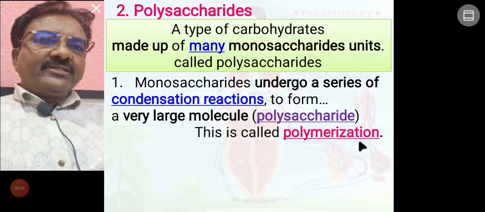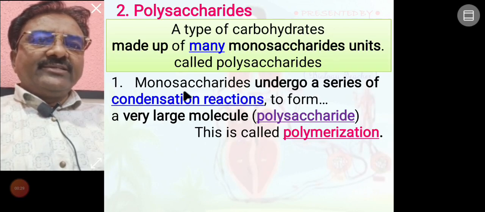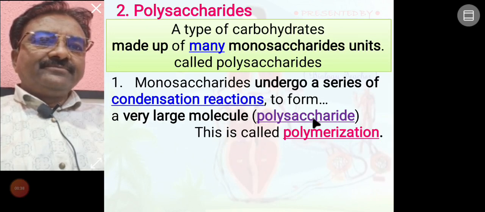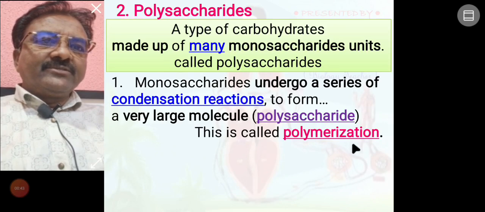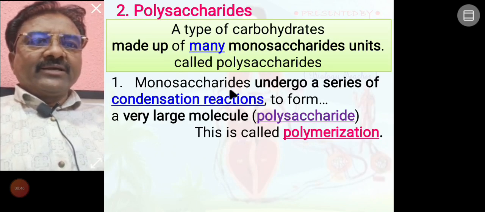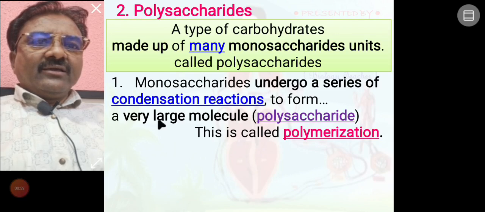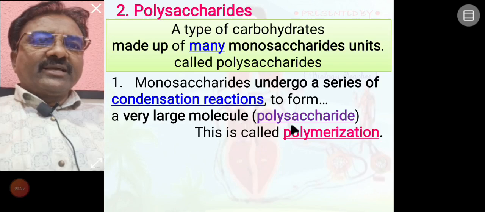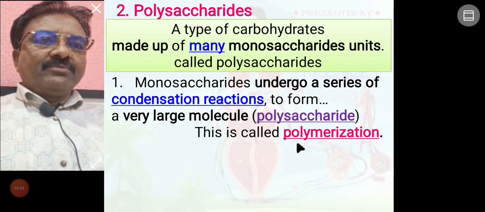What is polymerization? Polymerization is a process in which monosaccharides undergo a series of condensation reactions to form a very large molecule called a polysaccharide. Such a process is called polymerization. In the polymerization process, a number of monosaccharide molecules attach to one another and a large molecule, polysaccharide, is formed, so they call such a process polymerization.